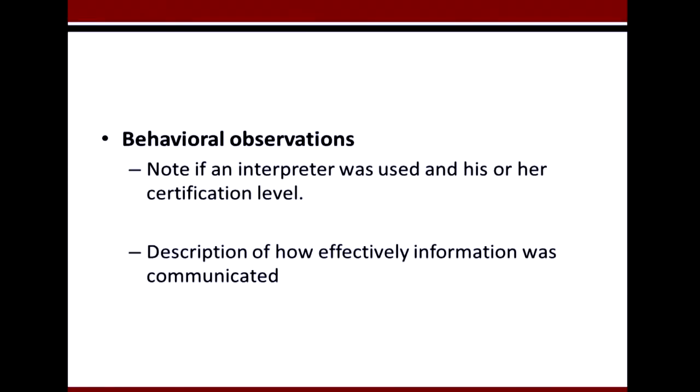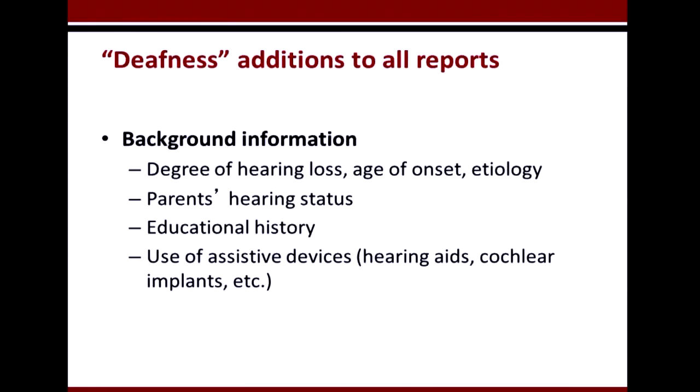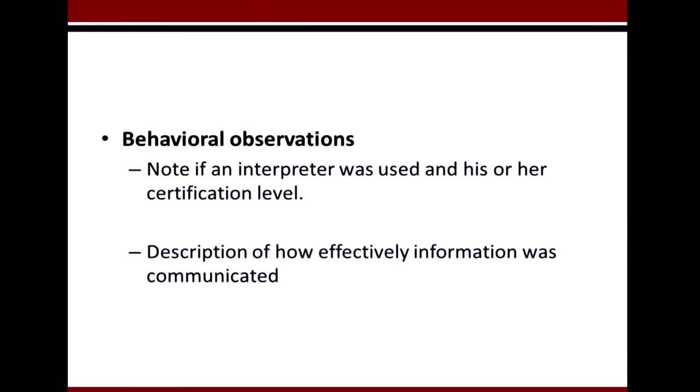So let me go back to the previous slide. When we talk about the background, these are the points: the degree of loss, parents' hearing status, educational history, use of assistive technology. Those are all things that we wouldn't normally see in a typical evaluation, but if we're talking about a student who's deaf, those should be there. And then in that next section, behavioral observations, and again, this is a major one. If it's not there, it's a red flag, seriously.